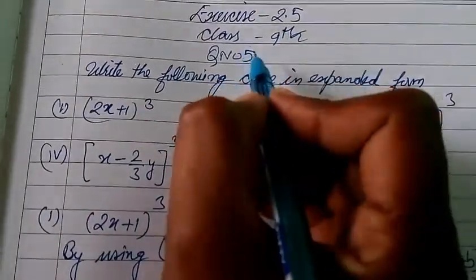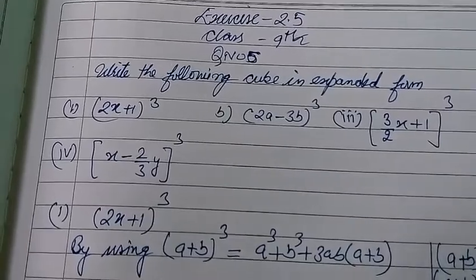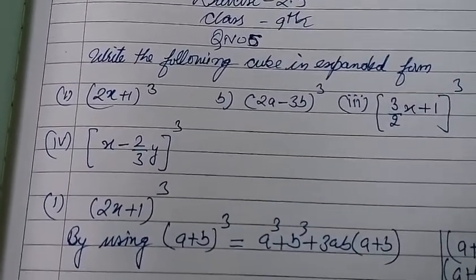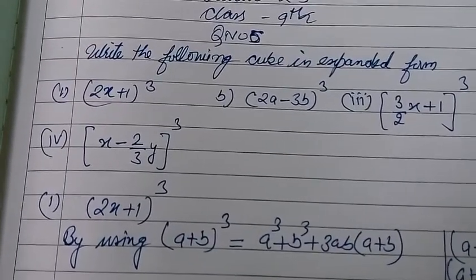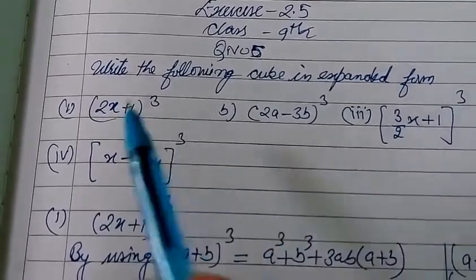Hello बच्चों, this is question number 6 of exercise 2.5, class 9, that we are going to solve in this video. So far we have studied all the identities which include squares, like (a minus b) whole square, (a plus b) whole square, a square minus b square. In this question we will talk about the identity where there is a cube.